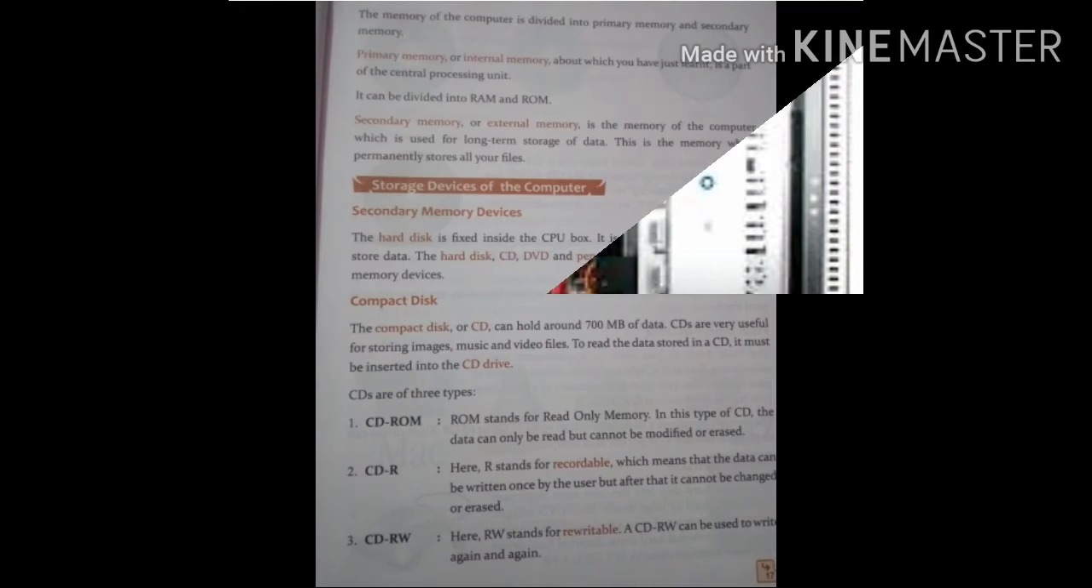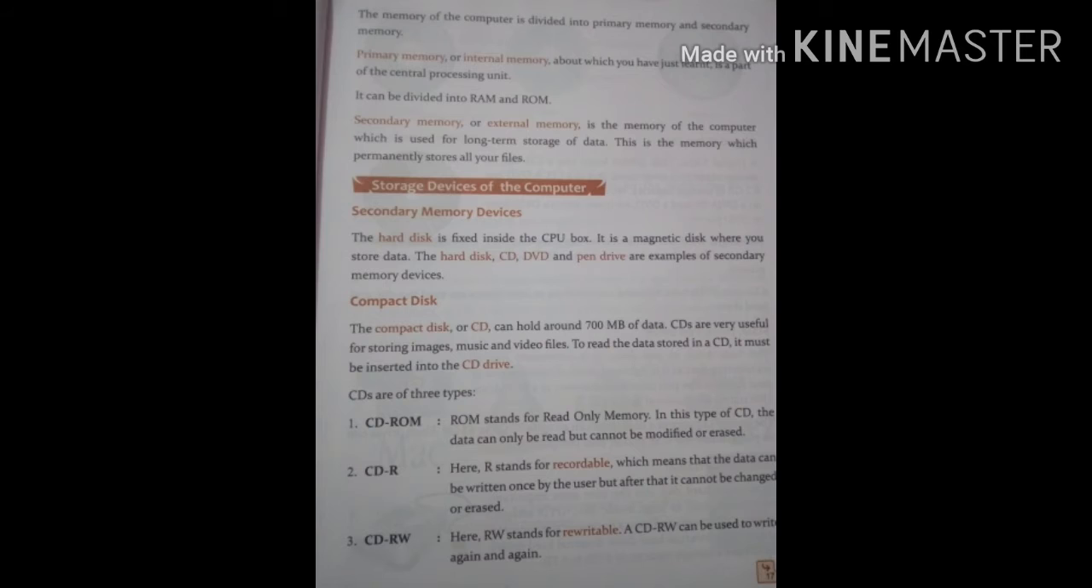Secondary memory. Secondary memory is also called external memory. It is the memory of the computer which is used for long-term storage of data. We need secondary memory to store large volumes of data. This is the memory which permanently stores all your files.